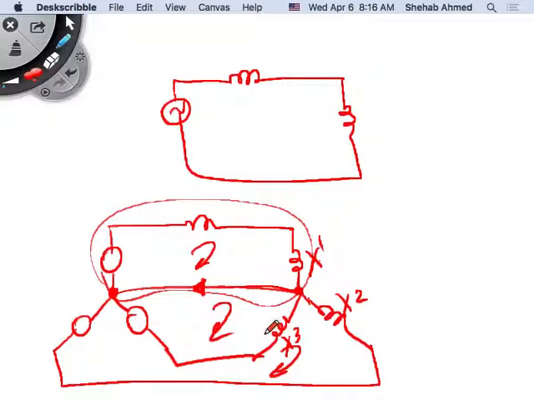Do we agree with that or not? I can do my Kirchhoff voltage law around this loop, Kirchhoff voltage law around this loop, Kirchhoff voltage law around this loop, and you will be able to solve your system. No problem. You can go that approach.